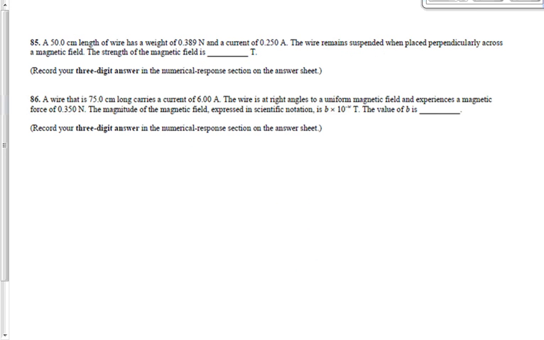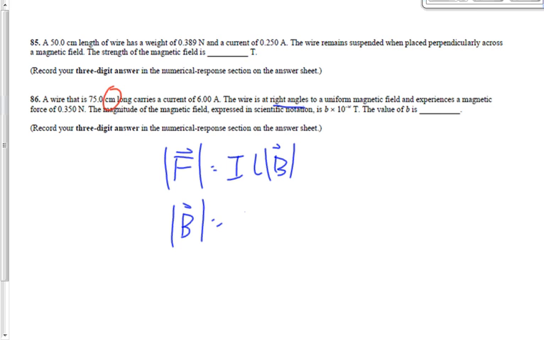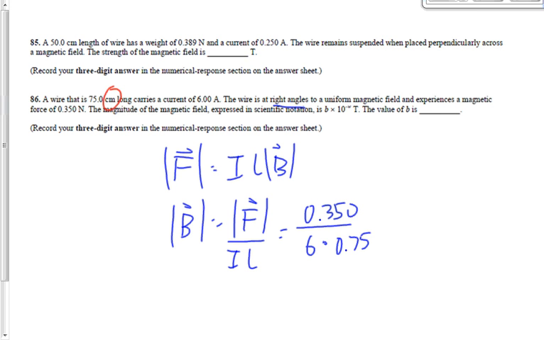A wire that is 75 centimeters long, again, centimeters, carries a current of 6 amps. The wire's at right angles again. Okay, that's good. It experiences a magnetic force of 0.350. What's the field? This is really straightforward, right? We're going to say for this one, F is equal to ILB. We're looking for B. So as long as you can rearrange it correctly, we should be able to nail this question. The force is 0.350 divided by the current, which is 6 amps, times 0.75 meters long. What do we end up getting for that one?